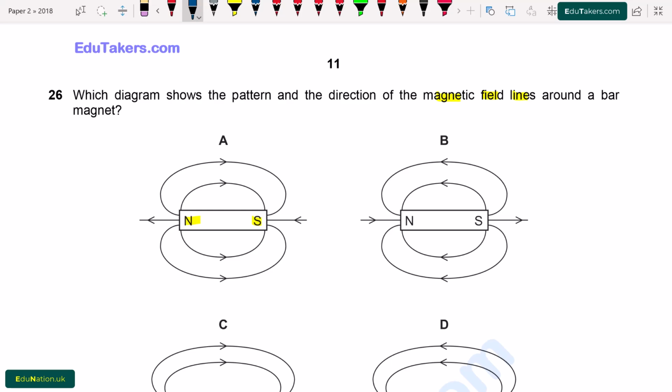In option A, we can see here that these lines are emerging from the north while entering into the south. Again, this straight line also shows that from the North Pole they are outside while in the South Pole they are inside. So only option A is correct, which shows the correct magnetic field lines around the bar magnet. While we see here option B, the direction of the arrows is reversed. This shows that the magnetic field lines emerge from the south and enter into the north, which is incorrect.